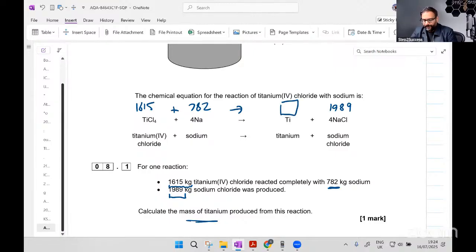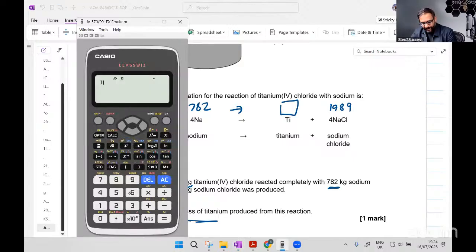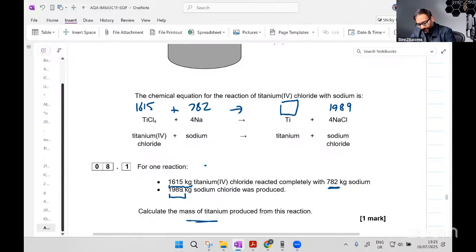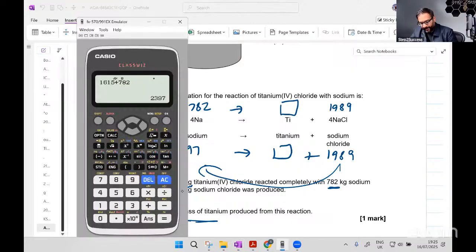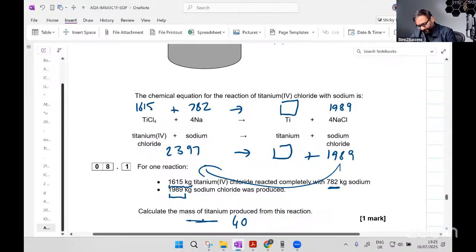Well, the numbers on the left-hand side should add up to the numbers on the right-hand side when we're talking about masses like this. So on the left-hand side, I've got 1615 plus 782, which is a total of 2397. On this side, I've got something add 1989. So if I just take away 1989 from that, I should get the answer. 408.